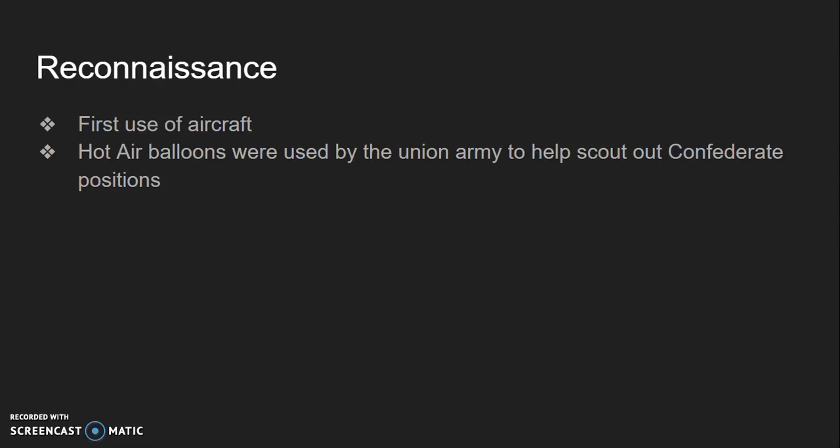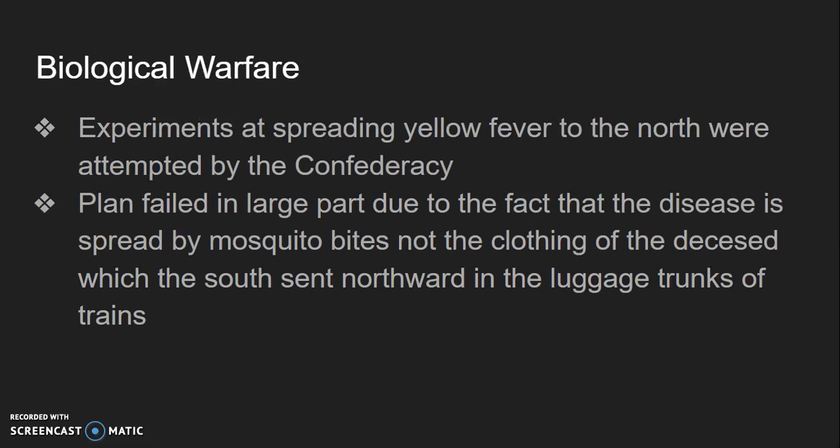We also have reconnaissance. For the first time, we see aircraft. Hot air balloons were used by the Union Army to scout out Confederate positions. These airmen would fly up into the air on the hot air balloons and could observe Confederate positions and troop movements from above. We also see an early experiment in biological warfare.